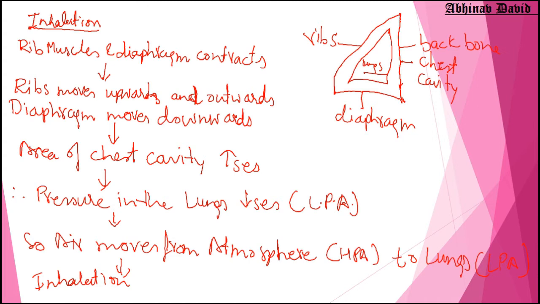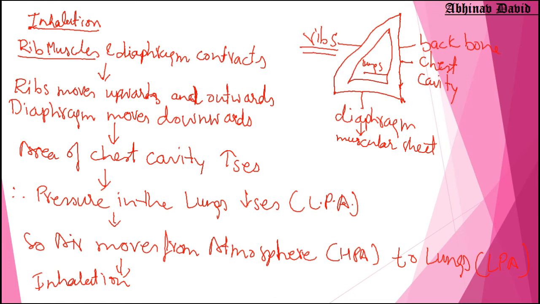It is just the opposite. Now our backbone is fixed, it cannot move up and down, it remains at its own place. But there are ribs, and in between the ribs the muscles are there. These are called rib muscles. And the diaphragm is a muscular sheath present at the bottom, and it separates the chest cavity from the abdominal cavity, the cavity present below it, that is the abdomen.